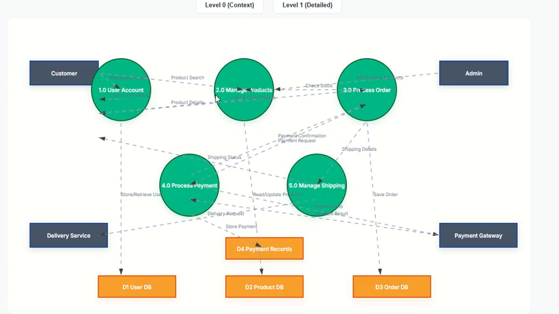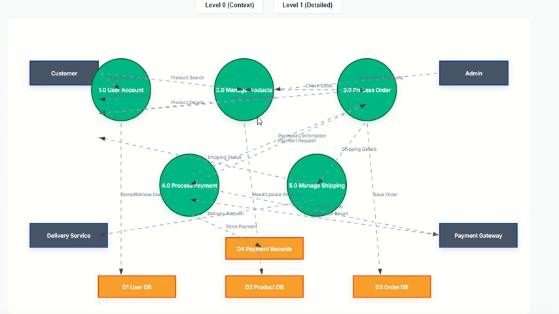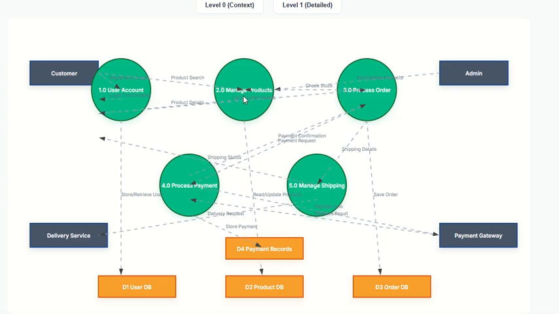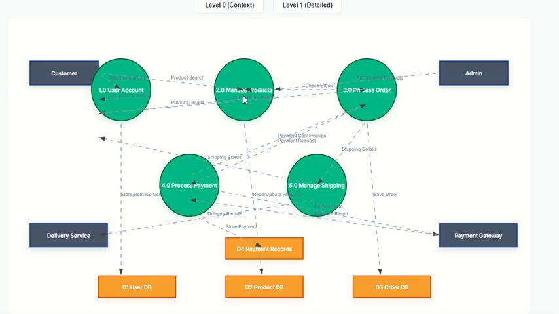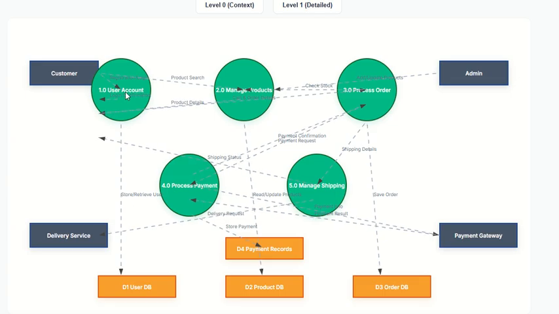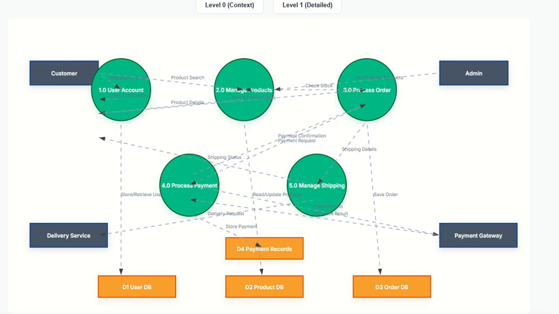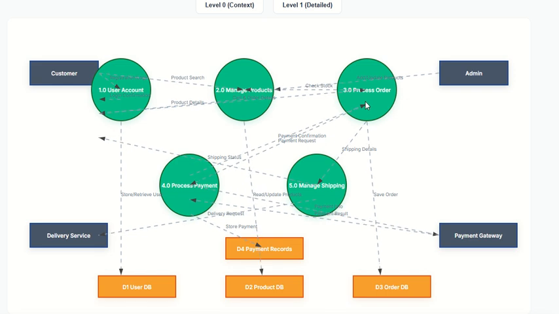Next, the admin can add or update the product's price through this process. So for our number 2, manage products, the admin can also add or update products and prices during this process. So we have the interactions of our users or the customer, and also the admin interactions.